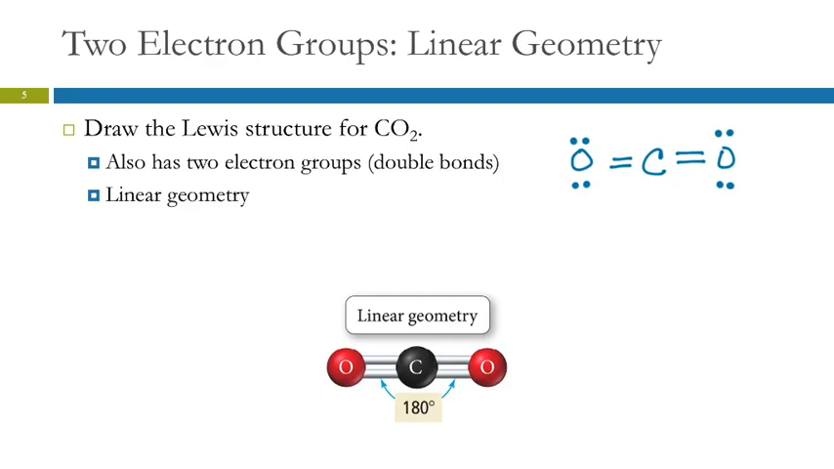Remember, an electron group is a lone pair, a single bond, a double bond, a triple bond, or a single electron for a free radical. So this double bond is one group, and this other double bond is the second group. Two groups get away from each other by being on opposite sides of the central atom. And so this will also have a 180-degree bond angle and have a linear geometry. Any questions?